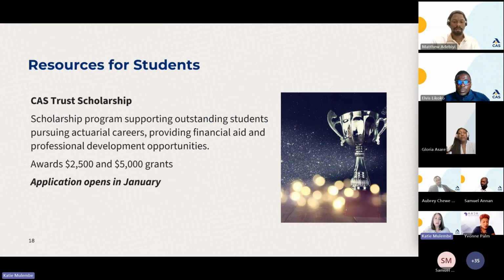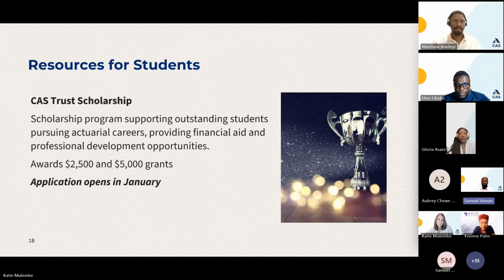Also, if I may, I'm going to turn it back to Samuel for just a minute to share about the CAS Trust Scholarship. This is another opportunity that we wanted to be sure you were aware of. Yeah, this is a great opportunity for any student anywhere in the world to apply to the CAS for scholarship grants. Usually the awards are $2,500 or $5,000, and typically about 8 to 10 students are selected each year to receive the award.